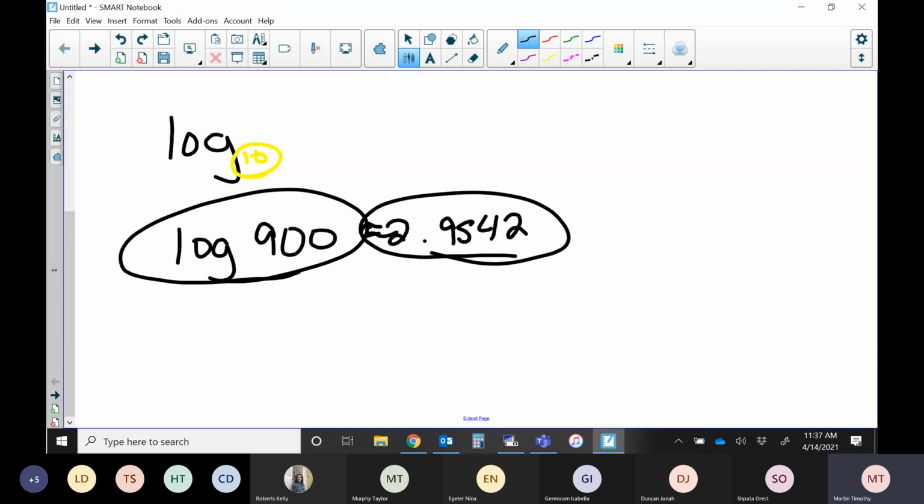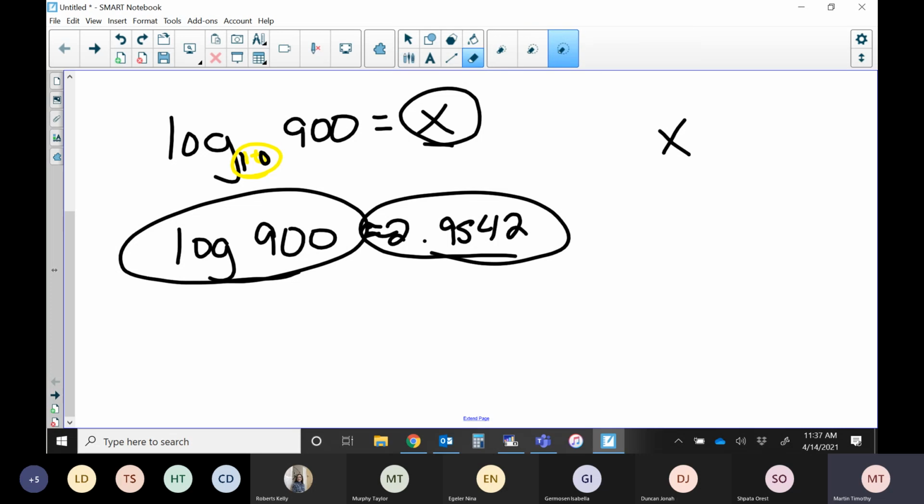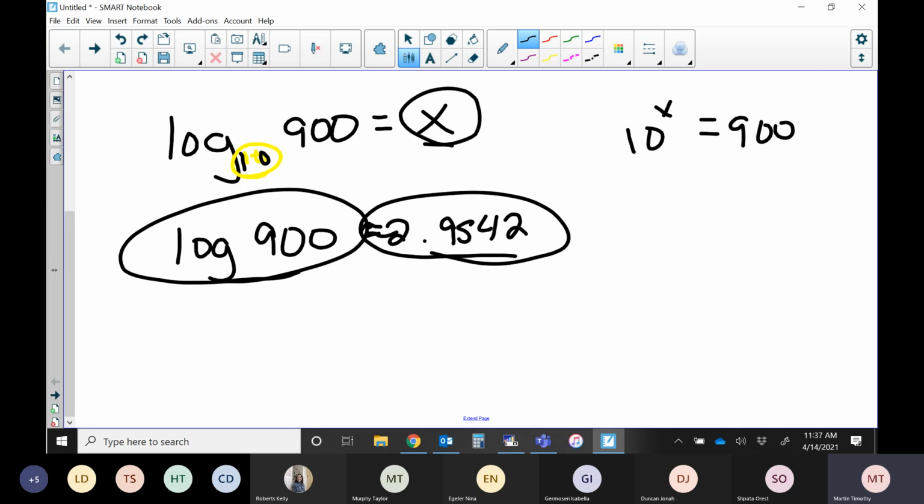It really means, this is log base 10 of 900, and we're trying to find what that equals. So this is our unknown. That means 10 to the x equals 900. Well, let's think about this. What's 10 to the first power? Just 10. Thank you.